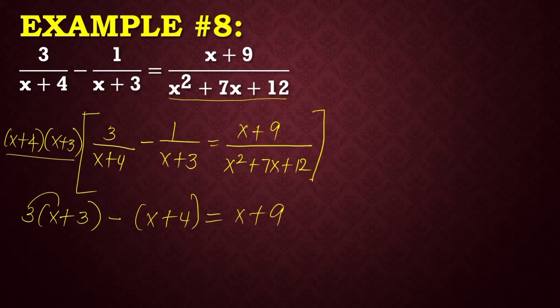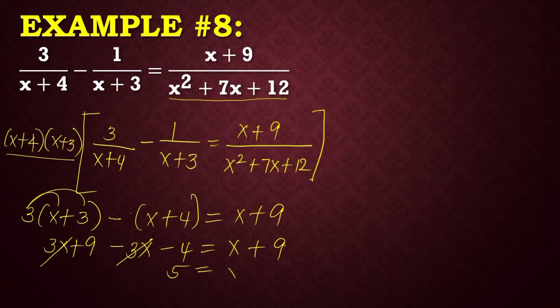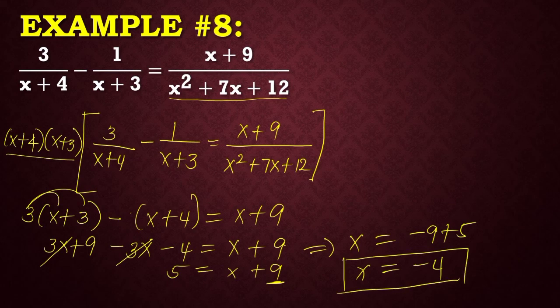And then, 3 times x, that is 3x. 3 times 3, that is 9. And then, negative 1 times x, that is negative 3x... negative 1 times x, that is negative x, and negative 1 times 4, negative 4, is equal to x plus 9. Now, 3x, tsaka negative x... 3x minus 3x cancelled yan. And then, 9 minus 4, that is 5, is equal to x plus 9. Now, yung 9 na to, pwede natin siyang ilipat sa left side. So, equal to, negative 9 plus 5. And negative 9 plus 5, that is negative 4. So, let's check kung tama yung negative 4.